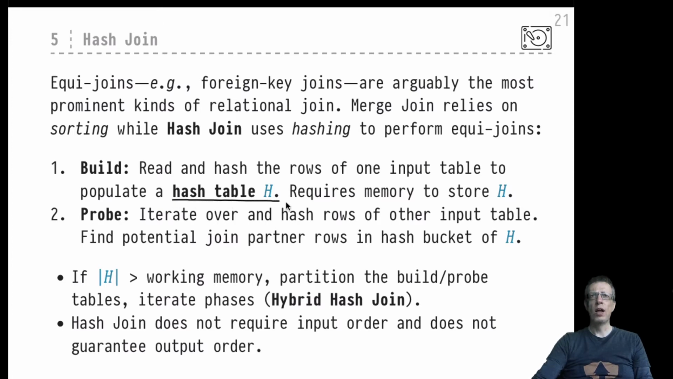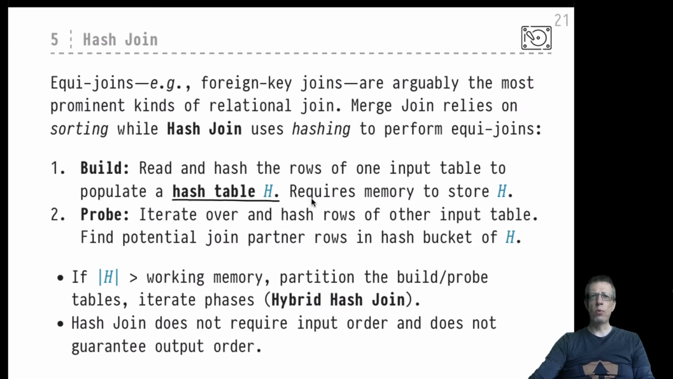Of course, this will require memory to store the contents of the hash table. And of course, our desire would be to store the entire hash table H inside RAM. If this is possible, that would be the best case, the ideal case for hash join. So given plenty of working memory, we find plenty of space to build our hash table H, and that would be the ideal working environment for our hash join algorithm.